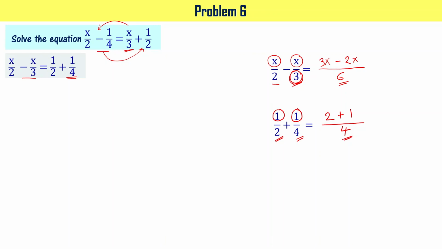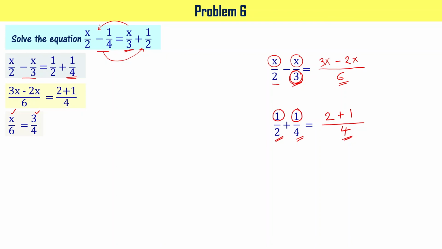Now let me write the expressions we got for LHS and RHS, so that I can write the equation as 3x minus 2x divided by 6 equal to 2 plus 1 by 4, right? We know that 3x minus 2x is x, that is what is written here, and 2 plus 1 is 3, that is what is written here. So the equation now you have in hand is x by 6 equal to 3 by 4.